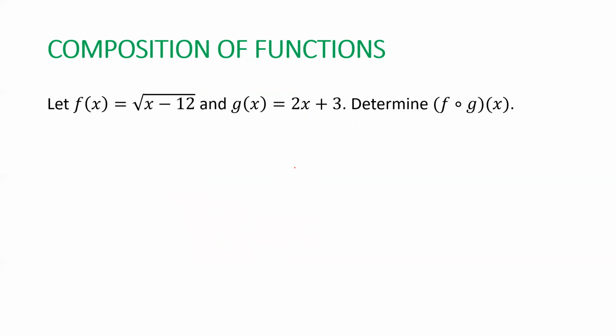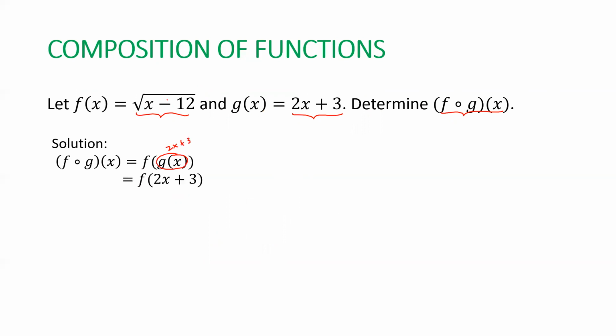Okay, and then let's have another one. So let f of x be the square root of x minus 12 and g of x is 2x plus 3. So by definition, f circle g of x is f of g of x. So this thing should be replaced by 2x plus 3. And then 2x plus 3 will replace the x in the function f. Which means this is going to be the square root of 2x plus 3 minus 12. And that's going to be the square root of 2x minus 9.